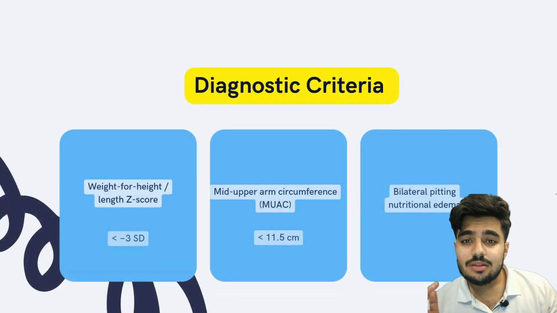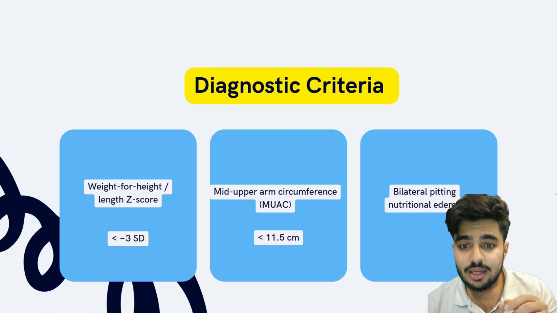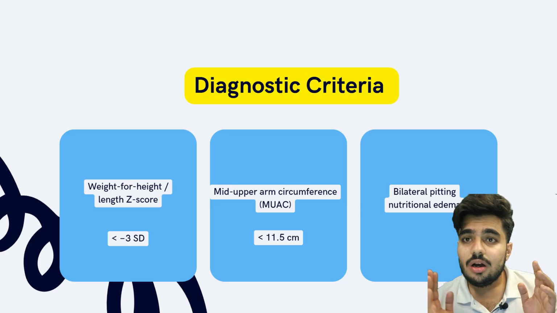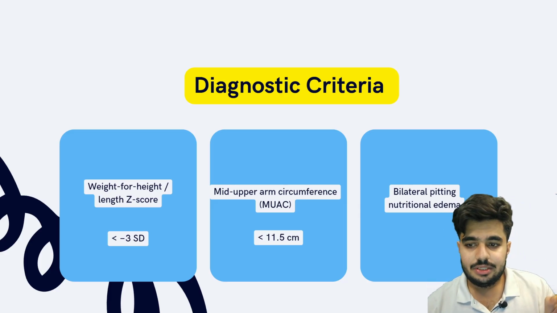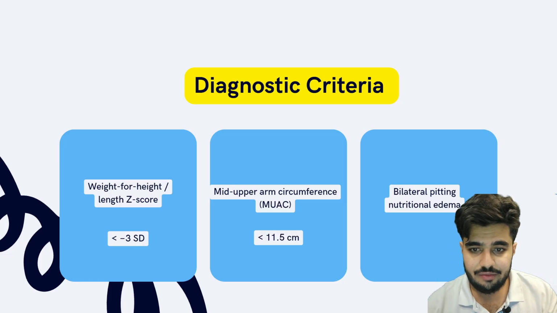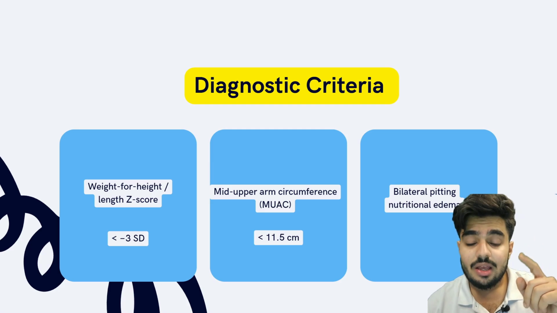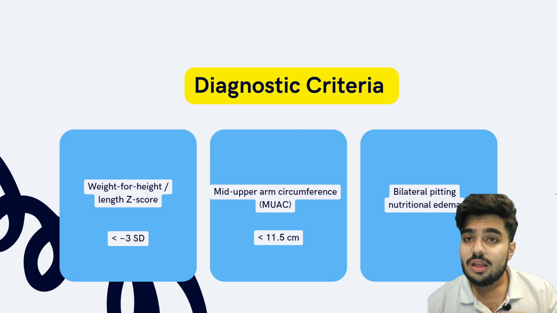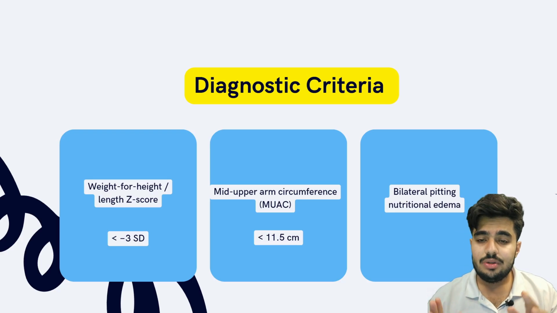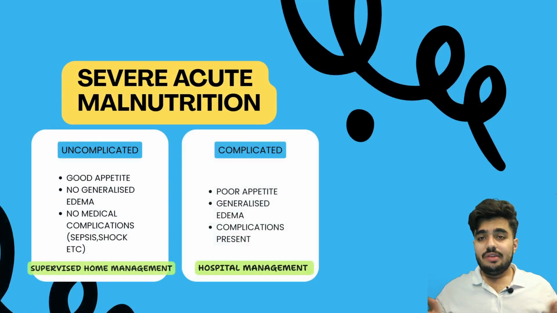So SAM, there are three diagnostic criteria to diagnose the SAM patient. First is the weight for height, second is the mid upper arm circumference, and third is the bilateral pitting edema. As you know, we have a WHO chart. So we plot the weight for height of the patient, and if it is less than -3 standard deviation. Second, if the mid upper arm circumference we measure using the Shakir's tape is less than 11.5 centimeter, or if there is bilateral pitting edema, if any one of these is positive, then we diagnose the patient with SAM.